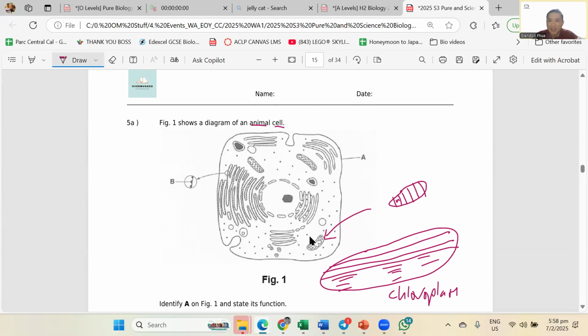Over here, A is my cell surface membrane, B is my RER. How do I know? Because on the surface of it, they zoom in for you, that is the dot on top. So that must be my ribosome. Now let's be clear. If they zoom in and point to the dot over there, the answer is ribosome. But if they point to like this, C, what is this? That is my RER, or rough endoplasmic reticulum. So that is the difference in answering.